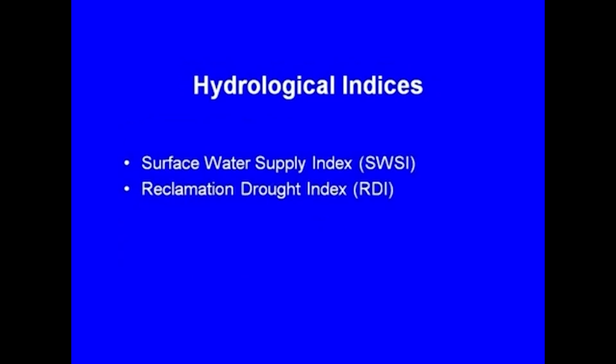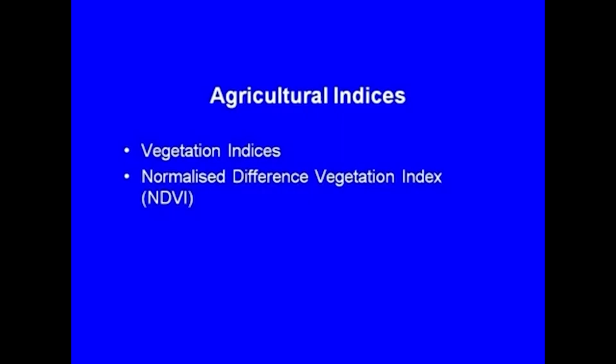The next is hydrological indices, and in this we have two indices: surface water supply index, in short SWSI, and reclamation drought index, RDI. The third type of indices are the agricultural indices, and these could be vegetation indices or normalized difference vegetation index.